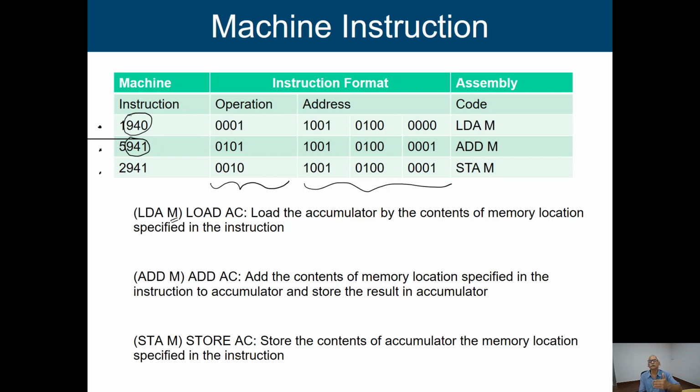So what it does, it will store the contents of the accumulator to the memory location specified in this particular instruction. And what is the memory location? This is your 941. That means whatever value we have in the register accumulator, we are going to transfer it to the memory location 941. So it says store the contents of accumulator to the memory location specified in the instruction. Now these are the three instructions that we are going to interpret.